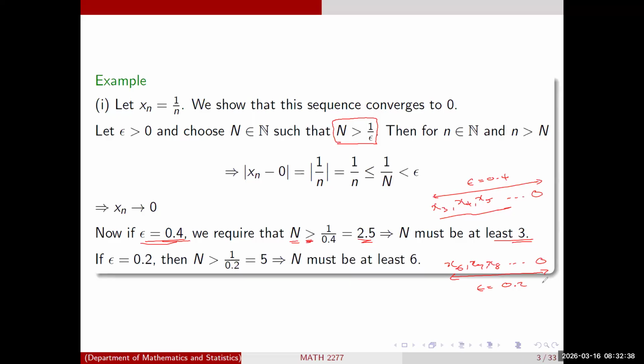And no matter how small I make epsilon, you could always find a natural number, big N, and tell me, as long as you take terms ahead of this big N, the distance between those terms and this limit, in this case it's 0, will be within that range you're looking for. Okay, that's the idea of this limit.